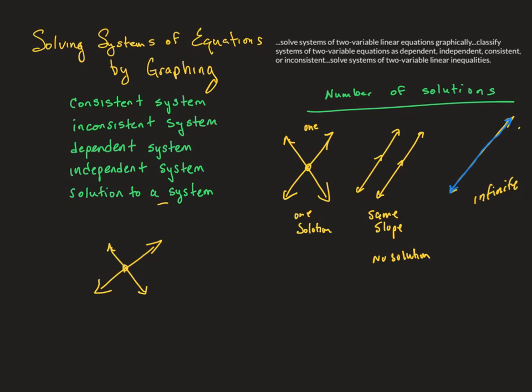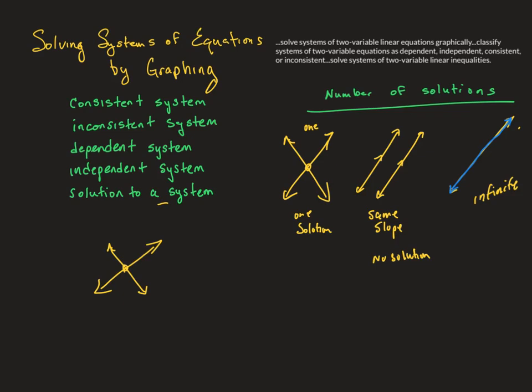So again, a consistent system has a solution. It either has one solution or it has infinite solutions. An inconsistent system is parallel because they never connect. A dependent system is going to be when they have infinite solutions because the dependency there is that they're the same equation of a line. Independent just means that they intersect somewhere, so they're not parallel lines or the same line. And then the solution of a system, of course, is just where they intersect.